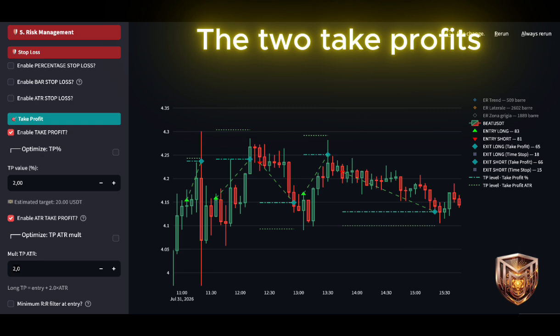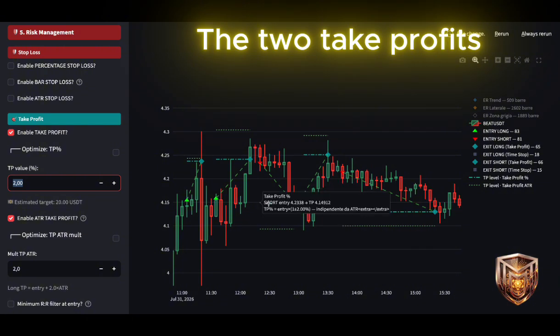Take profit tells the bot where to settle. Closer means more small, frequent wins. Farther means fewer trades, but bigger ones. TP percent, fixed percentage target. TP-ATR, volatility-based target.